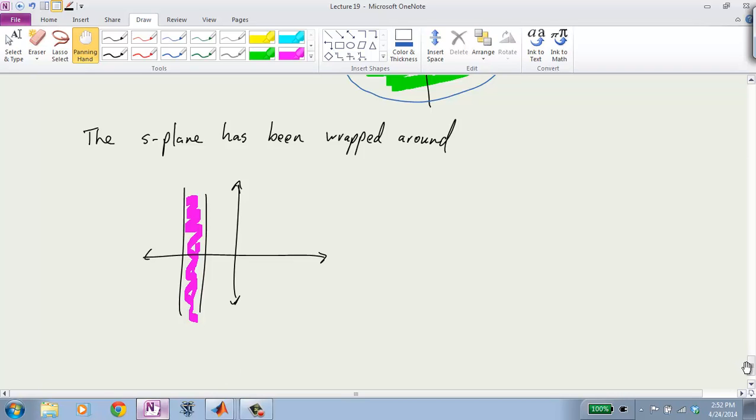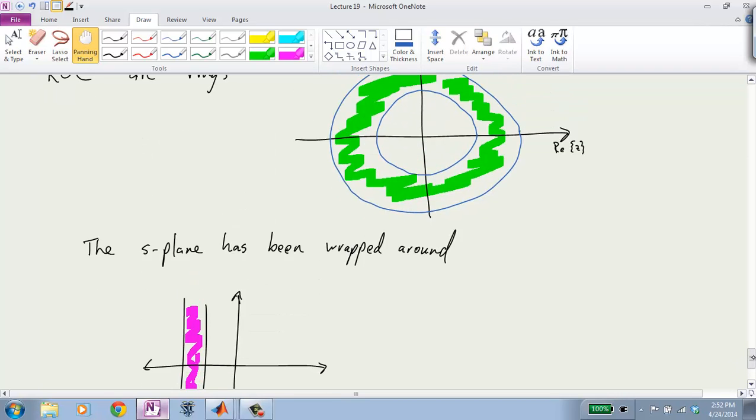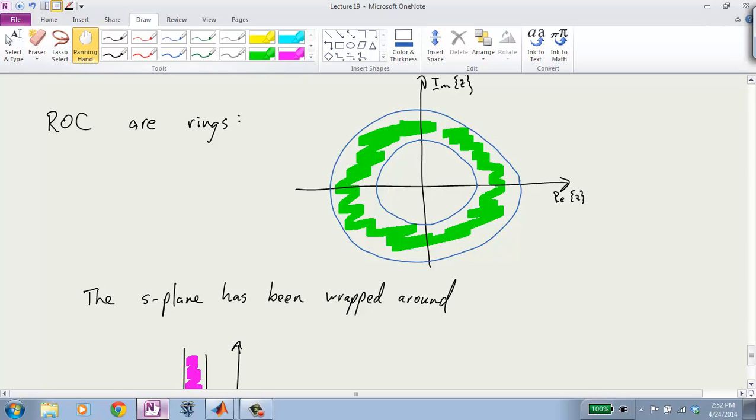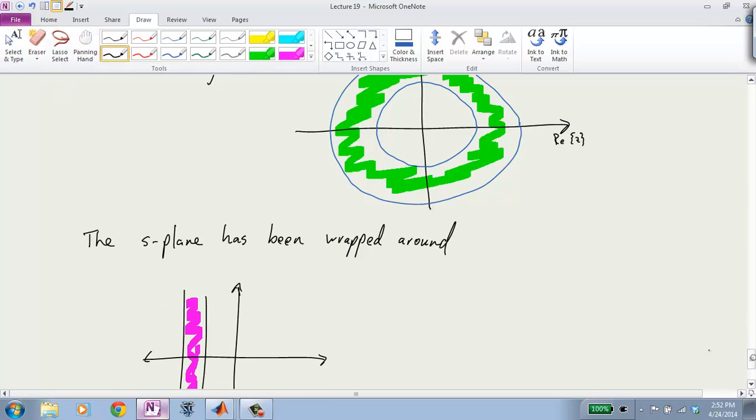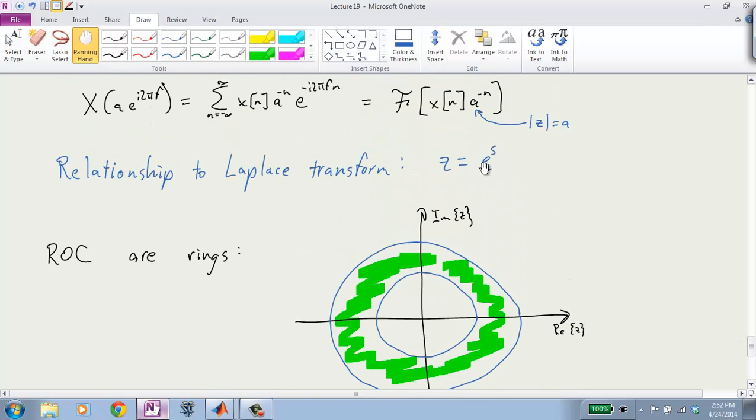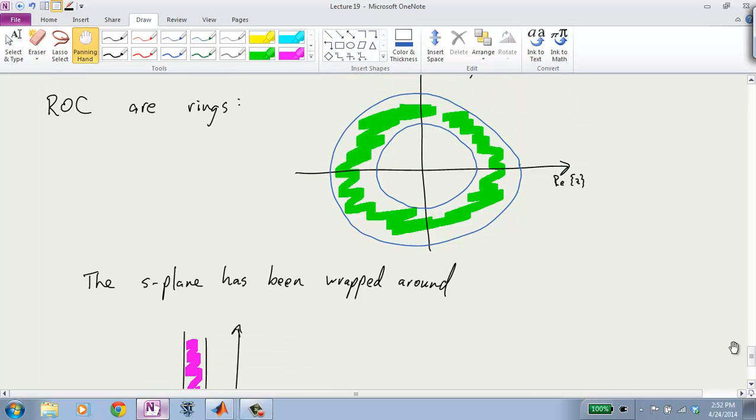Okay, and what that means is, where did this imaginary axis go? When you did this transformation, z equals e to the s, where did the imaginary axis go? It became the unit circle. Okay, so what that means is the Fourier transform, the discrete time Fourier transform, is the unit circle of the z transform. Okay, we'll talk more about this next time.